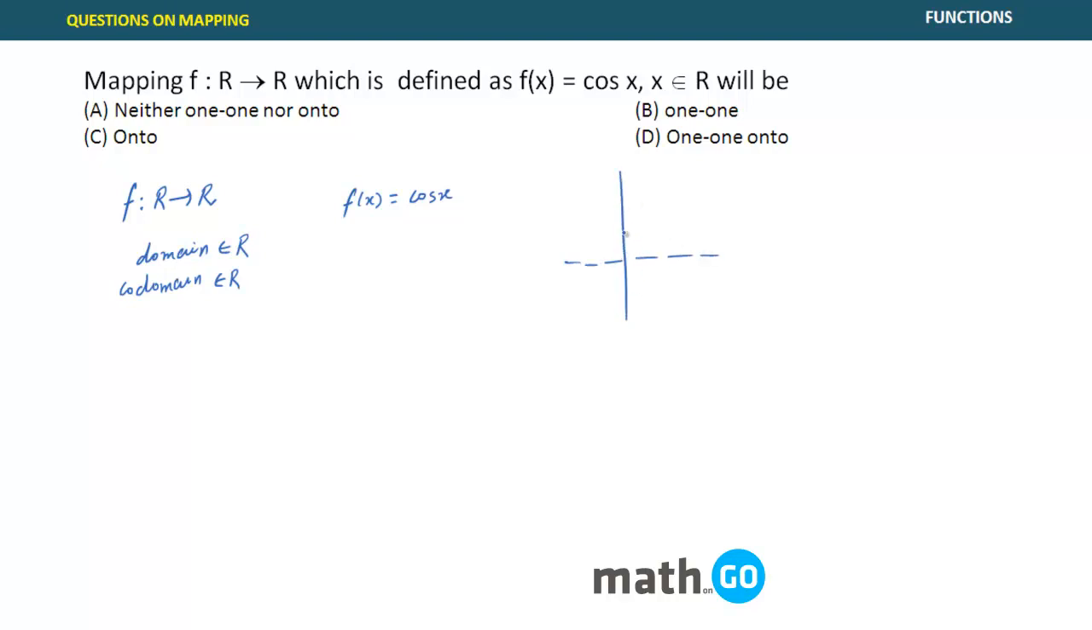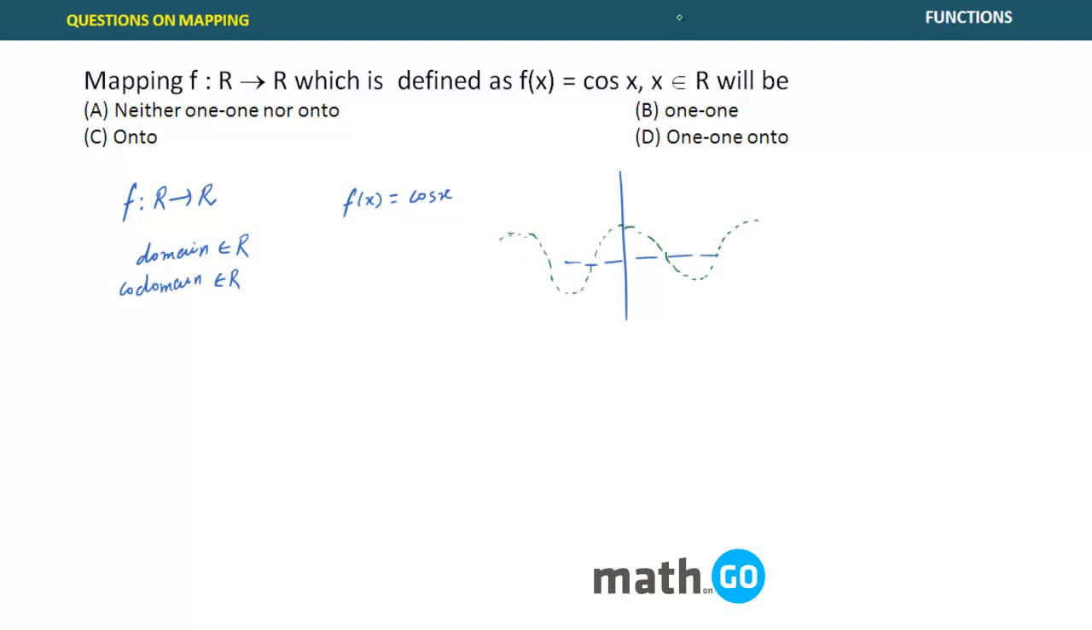Right? So what is the diagram of cos x like? We know that cos x is something like this, and we also know that it is an even function. That means it is symmetrical about the y-axis, right? Something of this sort.